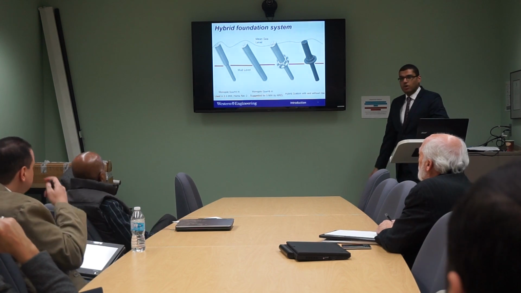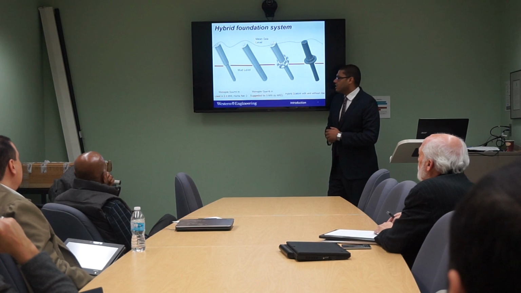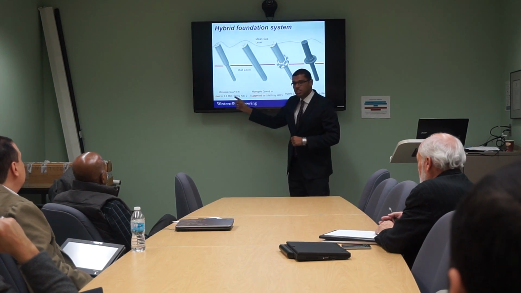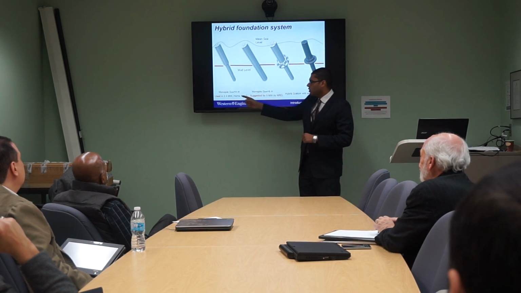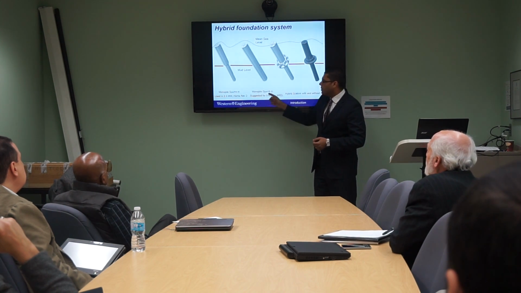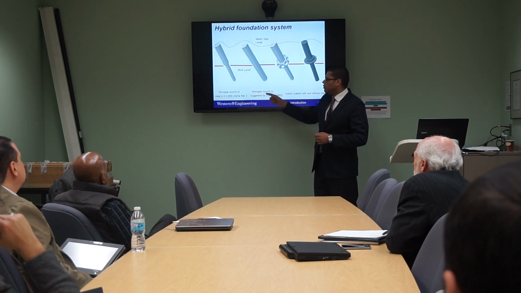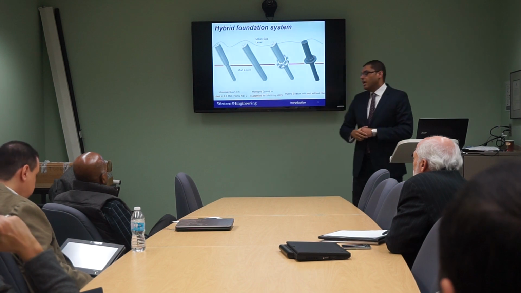We can see here different foundation systems. We can see the monopile with a diameter of 4 meters that has already been used to support a 2.3 megawatt wind turbine in Horns Rev wind farm in Denmark. We can see the monopile with a diameter equal to 6 meters, suggested to be used by NREL to support their 5 megawatt wind turbine.